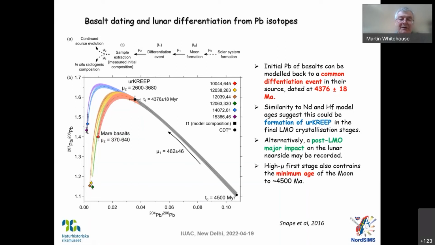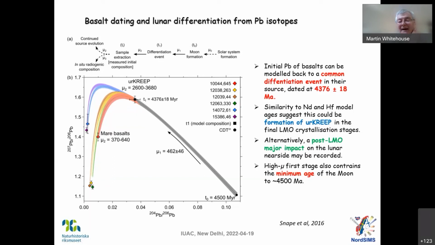And then we can estimate, rather. Speculation's coming. We can estimate back in time the mu value required to get from Canyon Diablo troilite to this differentiation point. And so our Mare basalts defined anywhere between about a uranium-lead ratio of about 370 up to some of the KREEP samples, which are up to almost 4,000. And this first stage, we have a mu of about 460, assuming an age of 4,500 million years.